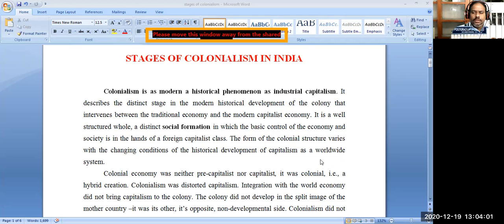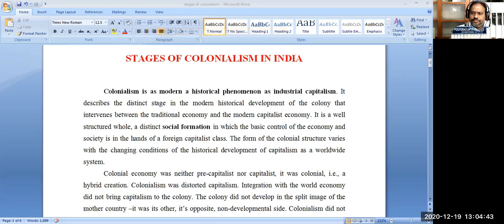Basically, colonialism is a historical phenomenon like industrial capitalism. It describes a distinct stage in the modern historical development of the colony that intervenes between the traditional economy and the modern capitalist economy. It is a well-structured whole, a distinct social formation in which the basic control of the economy and society is in the hands of a foreign capitalist class. The form of colonial structure varies with the changing conditions of the historical development of capitalism as a worldwide system.